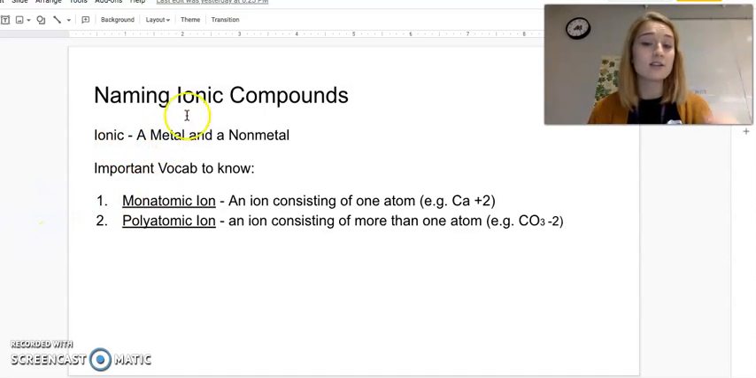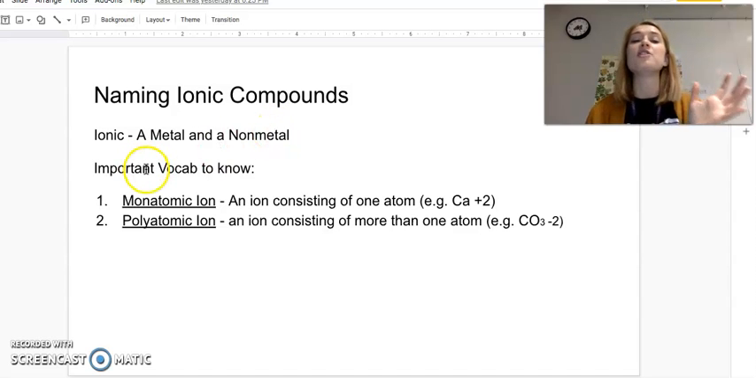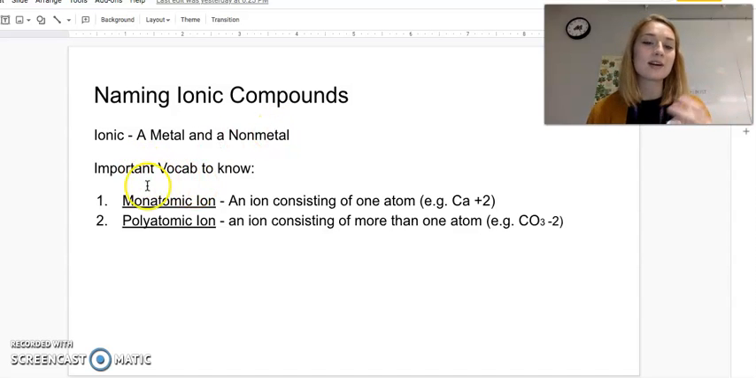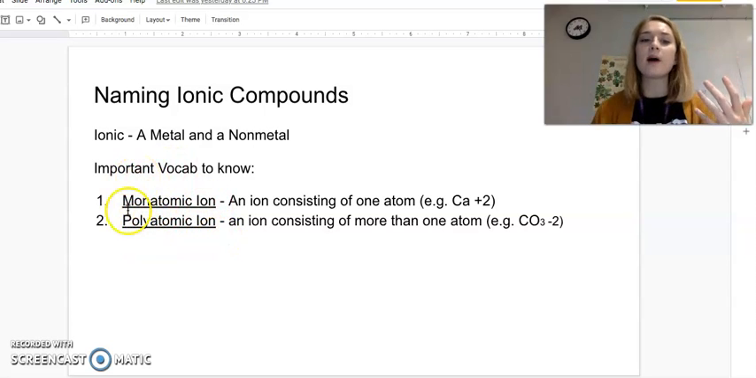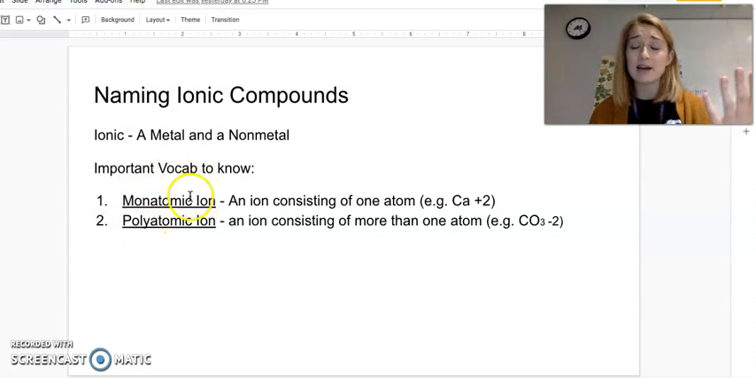Ionic, like I said, is a metal and a non-metal. And then new vocab that we haven't heard before is a monatomic ion and a polyatomic ion. So the prefix mono means one, poly means many, right, or multiple. So kind of exactly how it would sound.